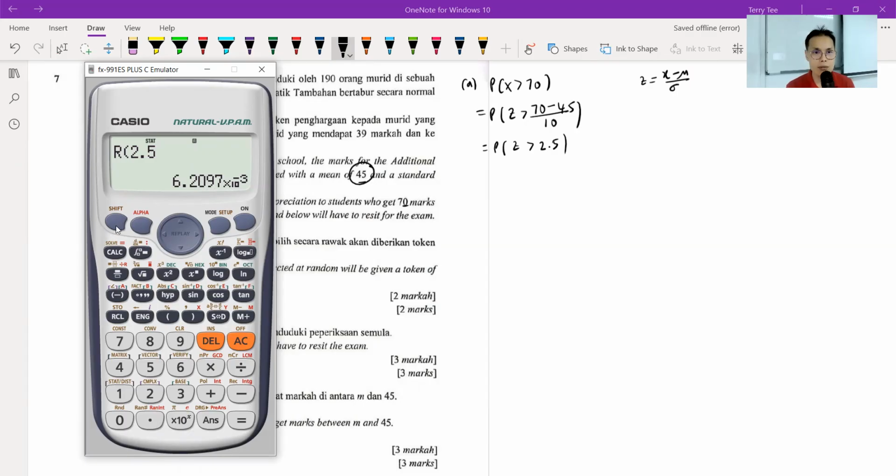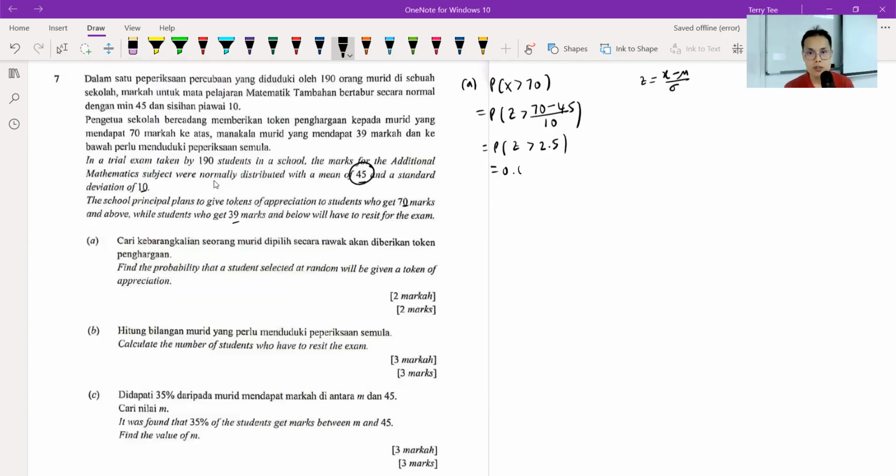This means 0.00621. You can use this calculator here, this button here, shift ENG twice. You switch the decimal point to 0. So it's 0.00621. Now, alternately, you can use your mathematical table.